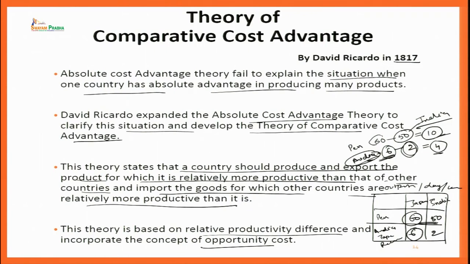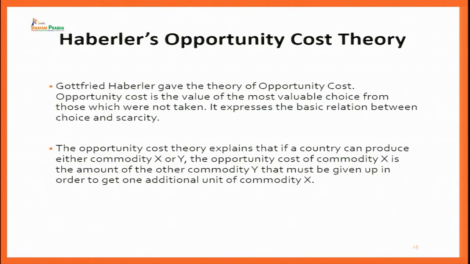So, they are sacrificing this alternative for the sake of the production of audio tape in India. That is why it is stated the theory is based on relative productivity difference and incorporates the concept of opportunity cost. This opportunity cost was given by Haberler's opportunity cost theory, and Gottfried Haberler gave the theory of opportunity cost. Opportunity cost is the value of the most valuable choice from those which are not taken, right? How much I have to pay if I will not choose this particular option or choice.